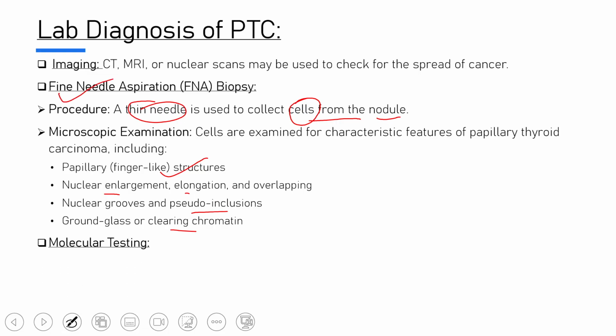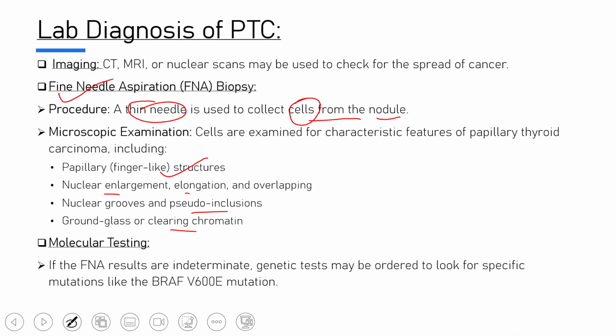Next we can do molecular testing for the diagnosis, and this can be done only when the fine needle aspiration is indeterminate, that is, unable to differentiate papillary thyroid carcinoma. So genetic tests can be done to diagnose such cases, and may be ordered to look for specific mutations like the BRAF V600E mutation, which we discussed in the part 1 video.